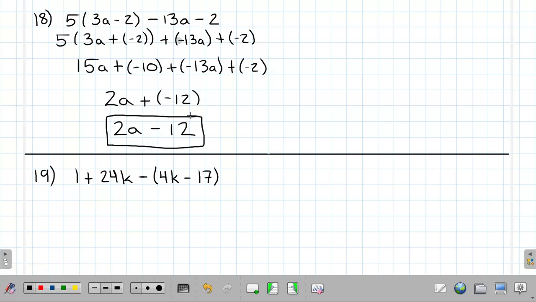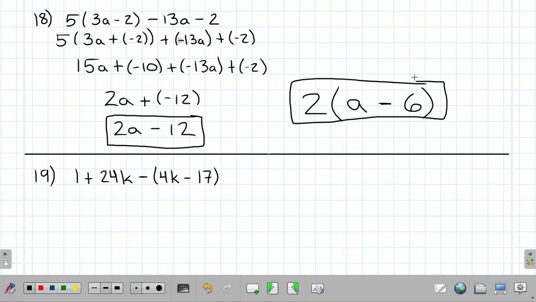So that's the first part. We simplified. Now we take and we factor it. And hopefully it's obvious to you at this point, the greatest common factor here will be 2. So once again, we take out a 2. So basically we undo the distributive property and we take out a 2. So 2a divided by 2 is going to be 1a, minus 12 divided by 2 is going to be 6. So it's going to be 2 times a minus 6. And that is our factored version. Okay. So hopefully at this point everybody can see how all these types of questions work. So let's do the last 3 examples, and then that's pretty much it for the section.